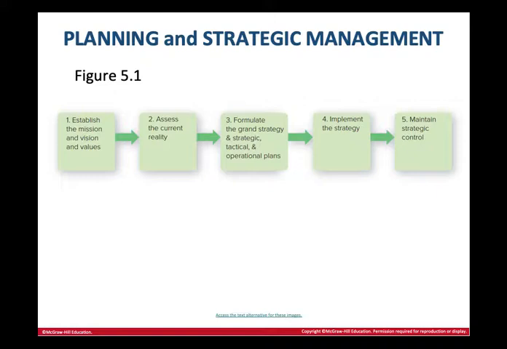So there are steps to planning and strategic management, and these are the steps that we will thoroughly discuss in chapters 5 and 6. So we have number 1, establish the mission, value, and vision, assess the current reality, formulate the grand strategic, tactical, and operational plan, implement strategy, and maintain strategic control.